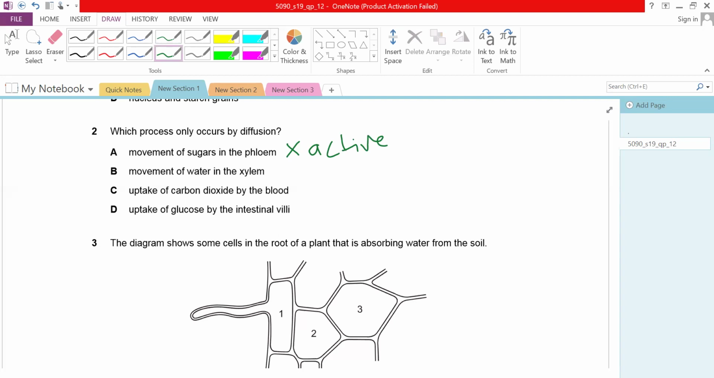Uptake of carbon dioxide by the blood. It also occurs by diffusion. And uptake of glucose by intestinal villi occurs by active transport. So option C or option B, one of these options would be correct. The uptake of carbon dioxide by blood only occurs by diffusion. So option C would be correct, while the movement of water can occur by osmosis or diffusion in both ways. But the uptake of carbon dioxide only occurs by diffusion.